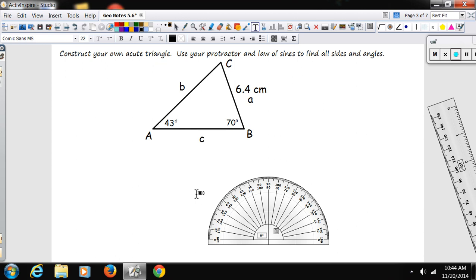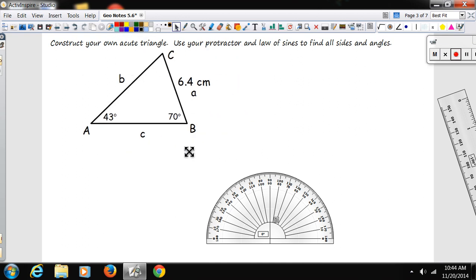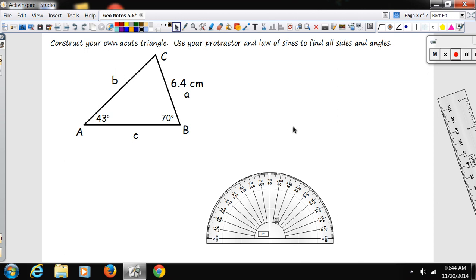Okay, your job is to solve the triangle with the law of sines and then check it with your protractor and see if you got it right. So use the proportions to find little b, subtract them to find big C, and then use the proportions to find little c, and then see if you got it correct by measuring it with your protractor and your ruler. See if you actually got them right. So you do the math work first, and then double check it with your protractor.